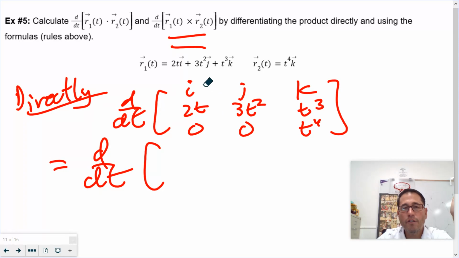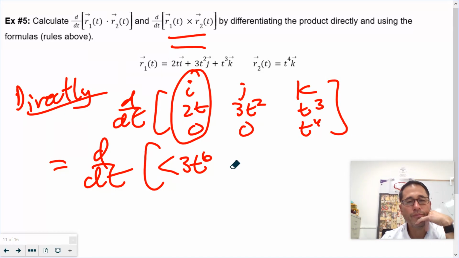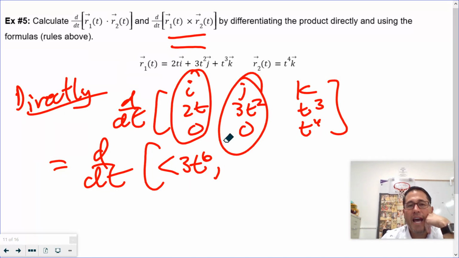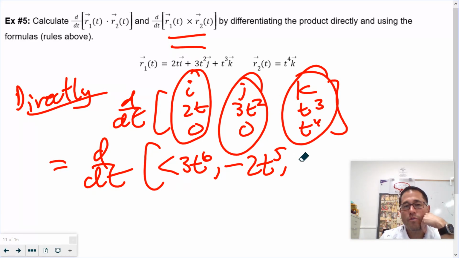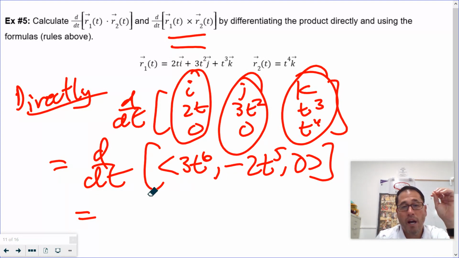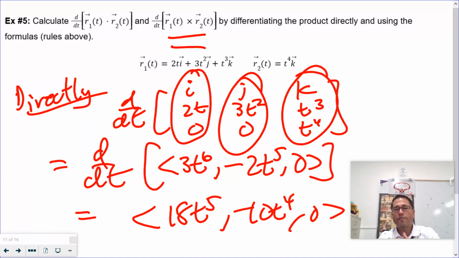If I cover this up, that would be, I'll write it in chevron form, 3t to the 6, comma. Let's cover up that, and it would be negative because it's opposite, and that would be 2t to the 5th. And last but not least, cover up that, and you get zeros. Now let's take the derivative of that. Remember, when you do a cross product, you always get a vector as your answer. That gives me 18t to the 5th, negative 10t to the 4th, and 0.